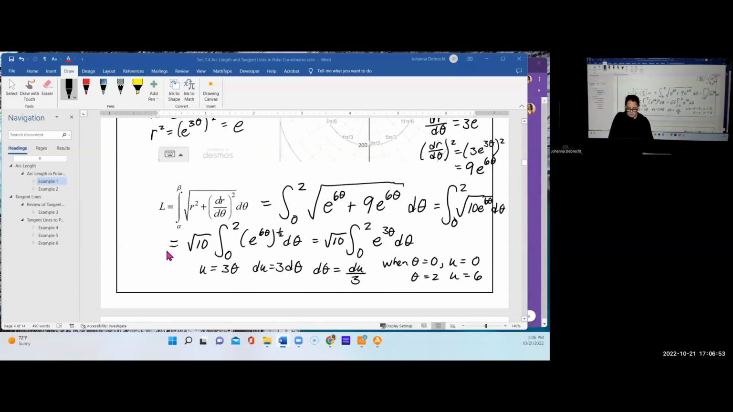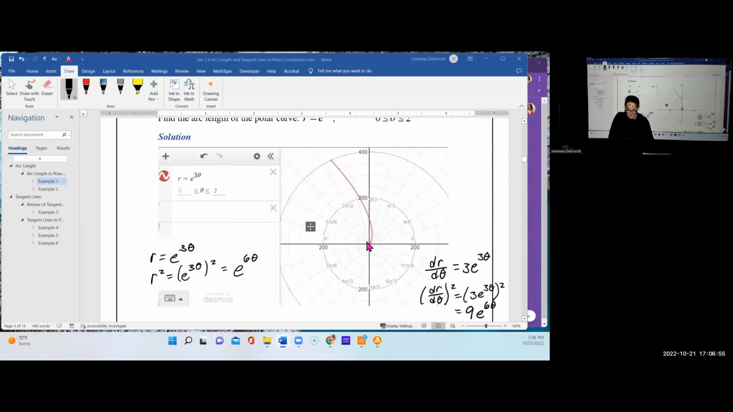Just looking at the image that we have up here, we saw that it was curving, that it was slightly longer than the radius equal 400.